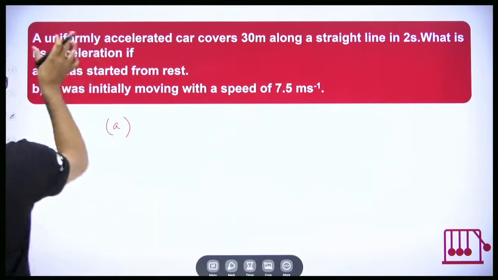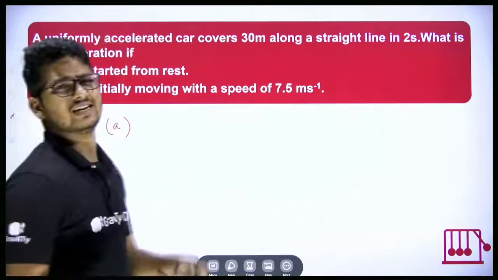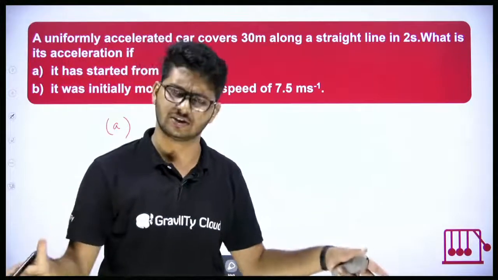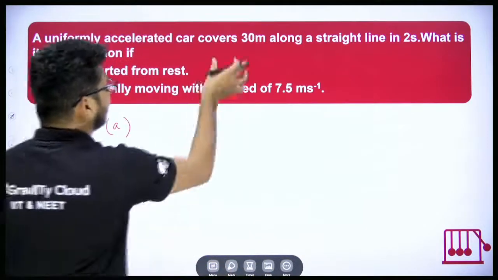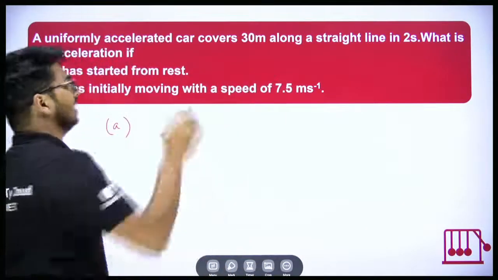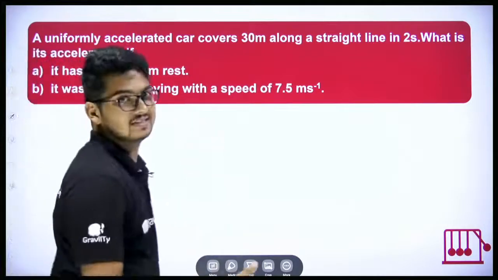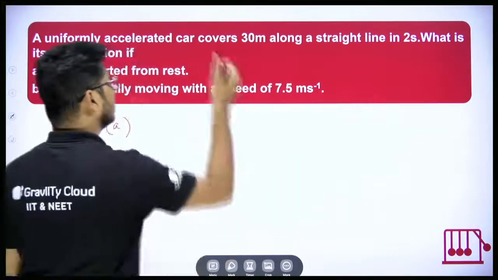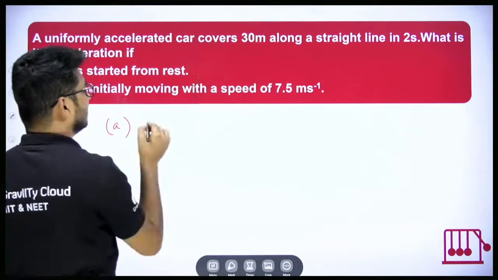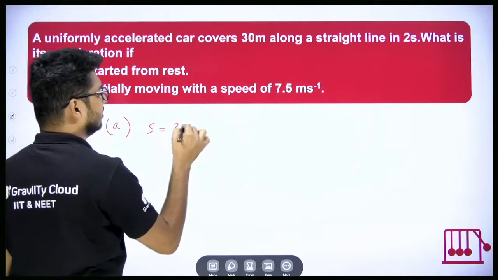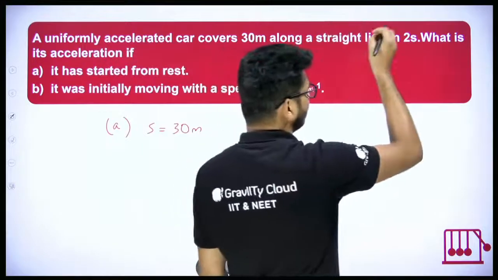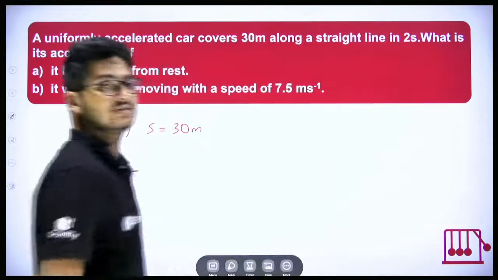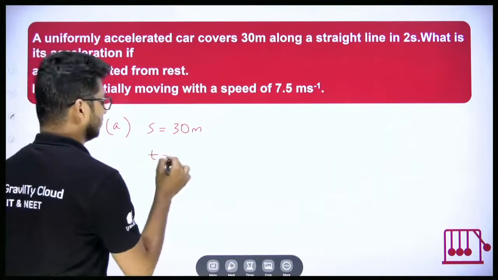So here read the question. Uniformly accelerated, that means acceleration is constant. So we can use the equations of motion. Covers 30 meters. I told you in uniformly accelerated cases, distance is equal to displacement. So it covers 30 meters, so displacement is 30 meters. Along a straight line, it is clearly mentioned, a straight line, in 2 seconds. So time is 2 seconds.